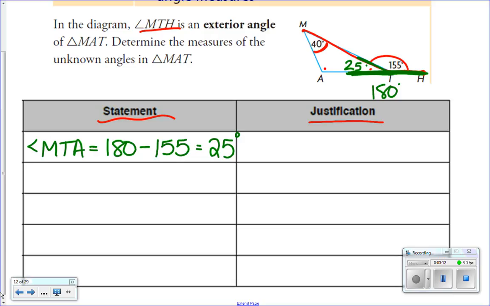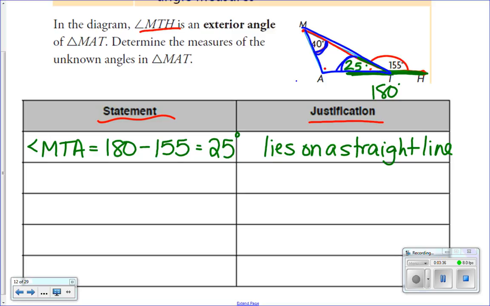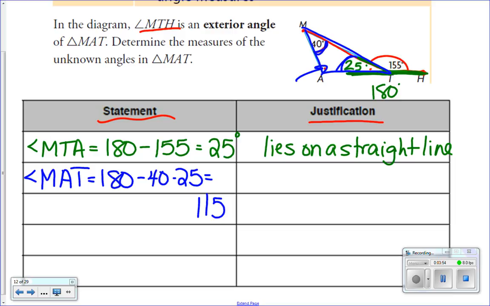Now justification, if I fill in this table and explain what did we do, I could literally just say it lies on a straight line. That's all I mean by justification. Tell me what you did, why it works. Now the last angle, which is angle A, if you just focus on this triangle now, I've got this angle, I've got this angle. In order to solve for my third angle, we can look back at the last page and say, okay, they all have to add up to 180. So angle MAT must be equal to 180 minus 40 minus 25. And that's going to give us 115 degrees.